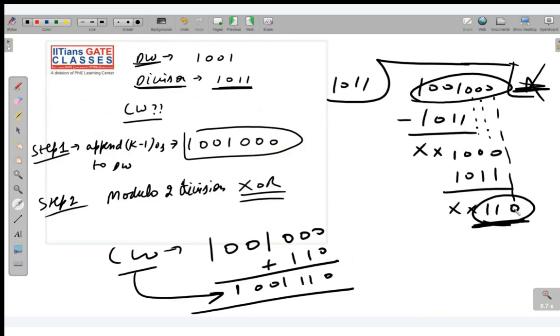Whatever is the remainder, how will you know it is the remainder? The divisor is 4 bits, and here you might get 2 bits, 1 bit, whatever you are getting. Here I am by chance getting 3 bits, no problem. So I will add it, and finally it will be our code word. Let me give you another example. Take the snapshot. I will jump to the next slide.